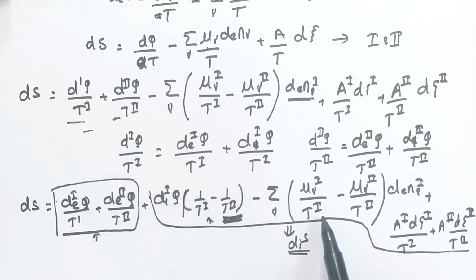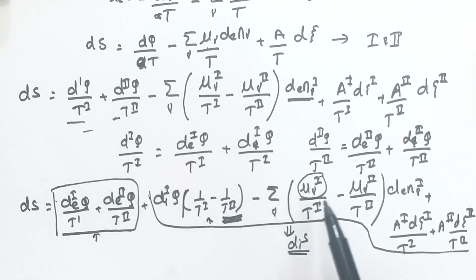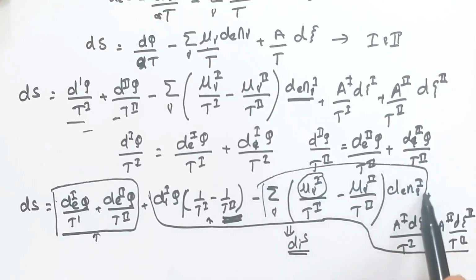Similarly, the fourth term represents the entropy change which is due to the change in the matter between phase 1 and 2, because we know that over here mu is the chemical potential. So this mu is the chemical potential, and we know that when we change the number of moles, then there is obviously a change in the chemical potential, and hence there will be a change in the entropy, and this term represents the entropy change due to the exchange of matter between phase 1 and 2.